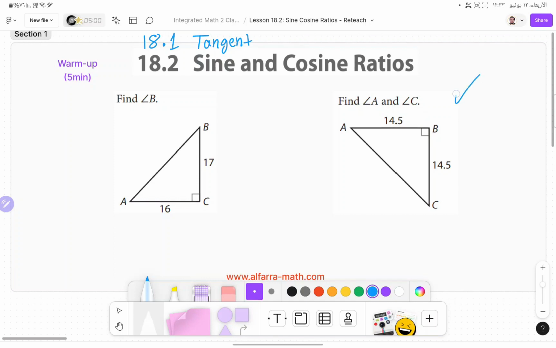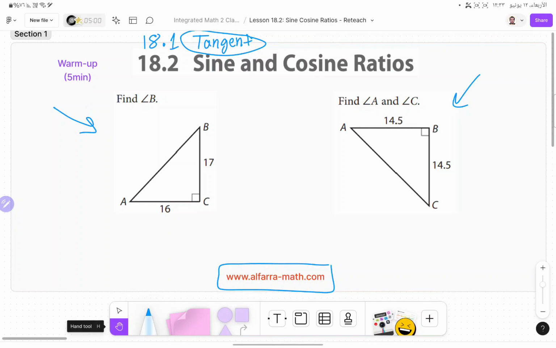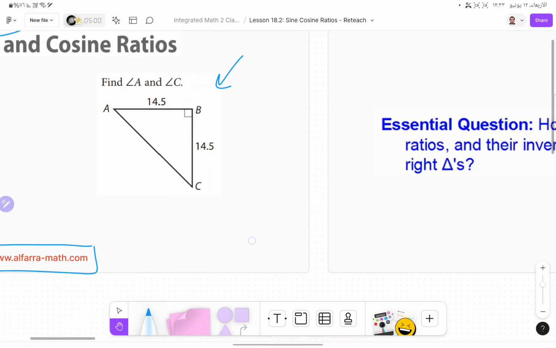Try to solve these two questions. These two questions are related to the tangent. If you want to find the lesson, you can find it on my website alfara-math.com. Now let's start with the sine and cosine ratio.